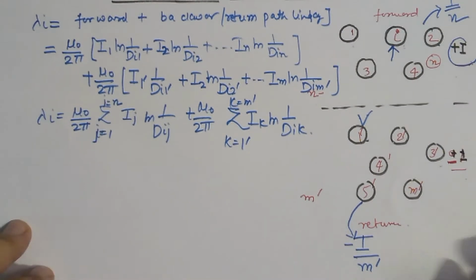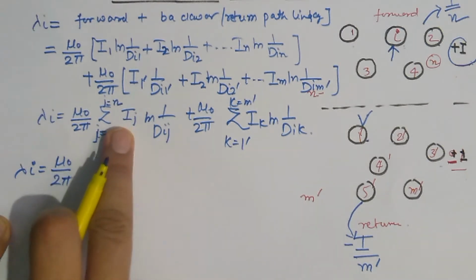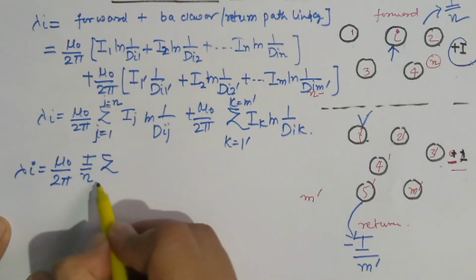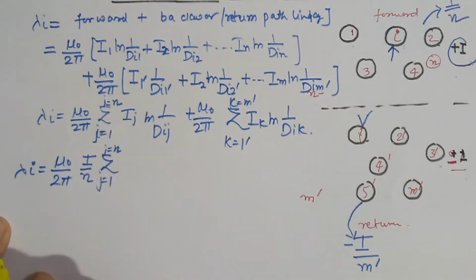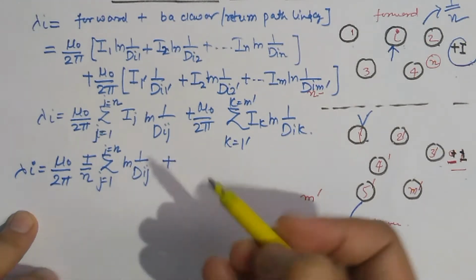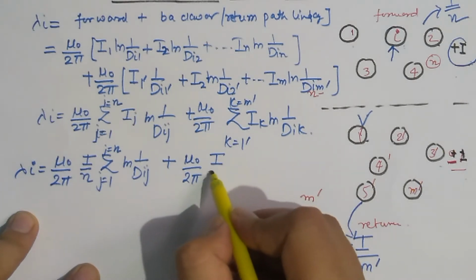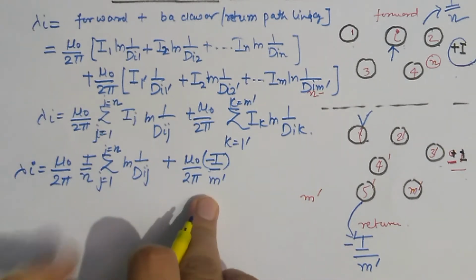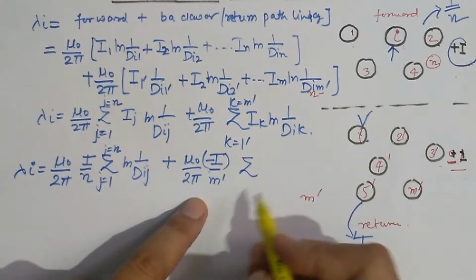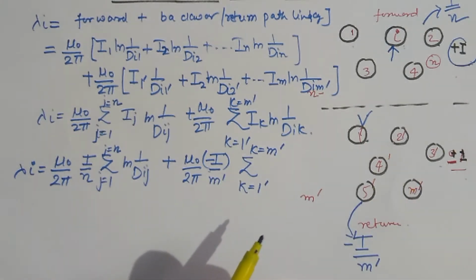So finally we can write this expression as lambda i is equal to mu naught upon 2 pi, because all these conductors are carrying the same current, that is I by n, sigma j equals 1 to j equals n, log 1 upon d_ij, plus mu naught upon 2 pi, minus I by m dash, because the return path is carrying current I and it is divided between m dash conductors, so we can write minus I by m dash, sigma k equals 1 dash to k equals m dash, log 1 upon d_ik. So this is the expression.